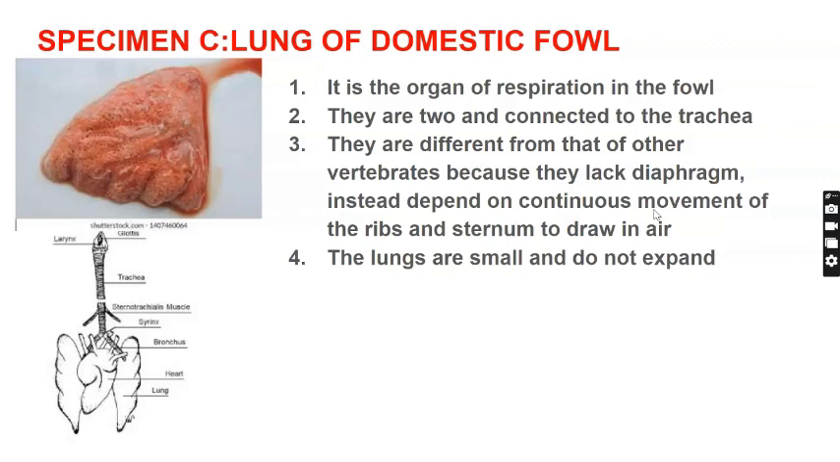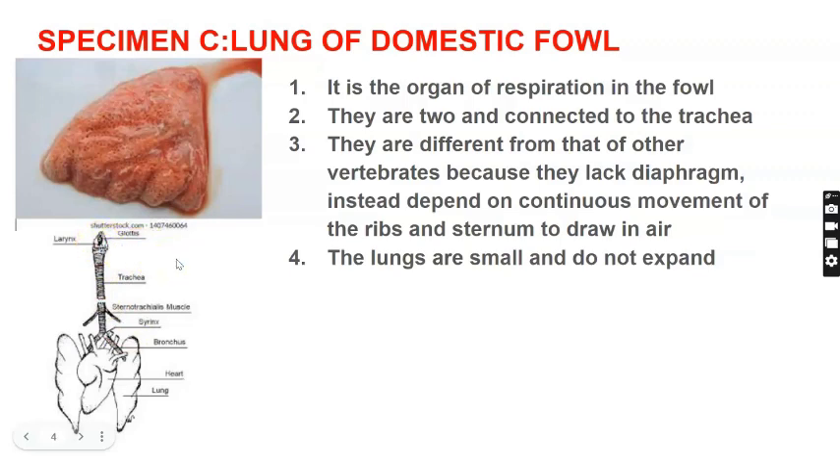Now, on to our next specimen, which is still on the domestic fowl. We have the lung of the domestic fowl. You should know that it is a respiratory organ in the fowl. There are two lungs and they are connected to the trachea. So you see where this pointer is? This is the first lung, this is another one, and this is the trachea where they are connected to. Is that okay?